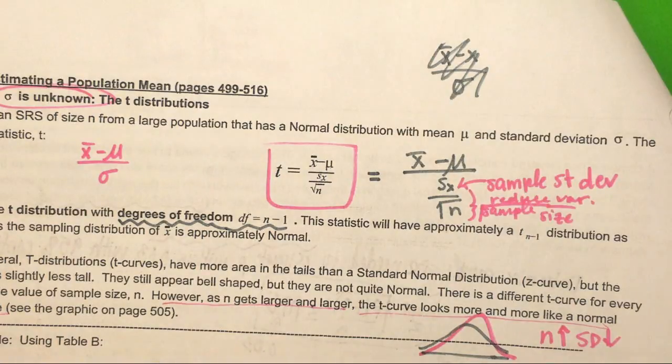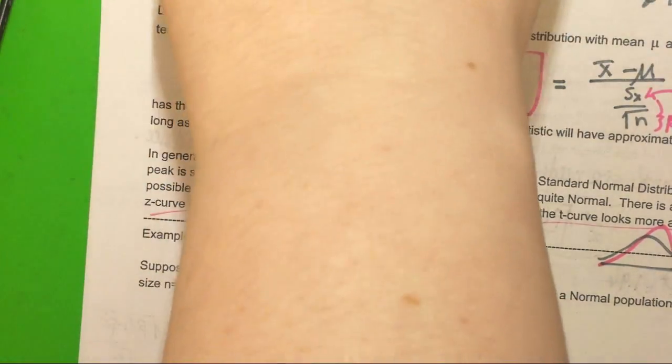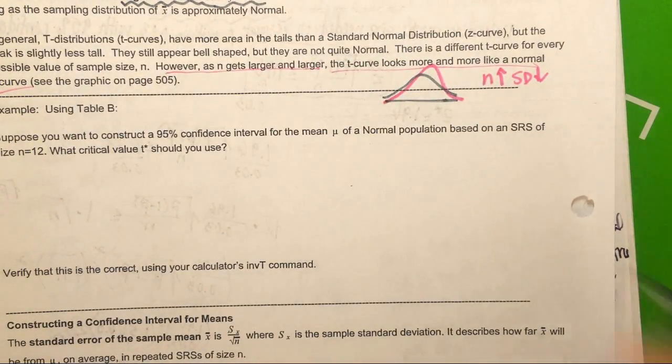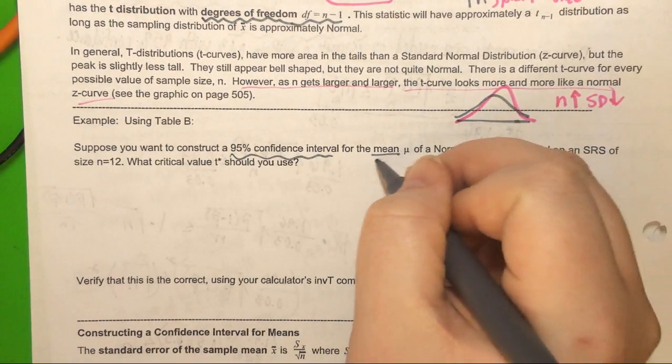Okay. Let's talk about our first problem so we can actually apply all this junk Miss Compton is trying to throw at us at once. Again, how do I know this is going to be one of those problems where I need to use this T crap? Because it says 95% confidence level. It says mean.